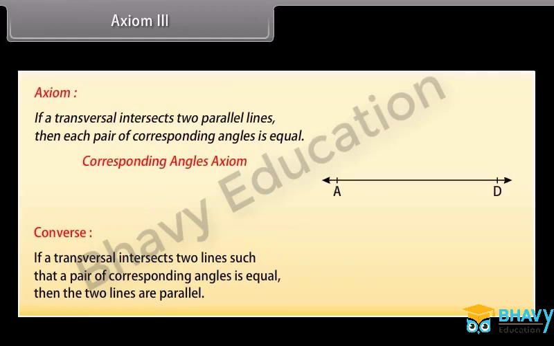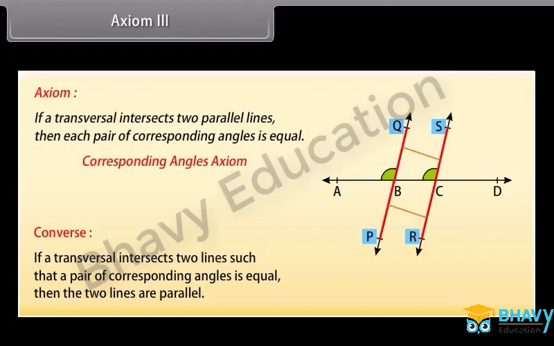Draw a line AD and mark points B and C on it. At B and C, construct angle ABQ and angle BCS equal to each other. Produce QB and SC on the other side of AD to form two lines PQ and RS. We can observe that the two lines do not intersect each other. We can also draw common perpendiculars to the lines PQ and RS at different points and measure their lengths. You'll find it the same everywhere. So we can say that the lines are parallel. Therefore, the converse of corresponding angles axiom is also true. So we have got one more axiom for this, which we will discuss in the next screen.